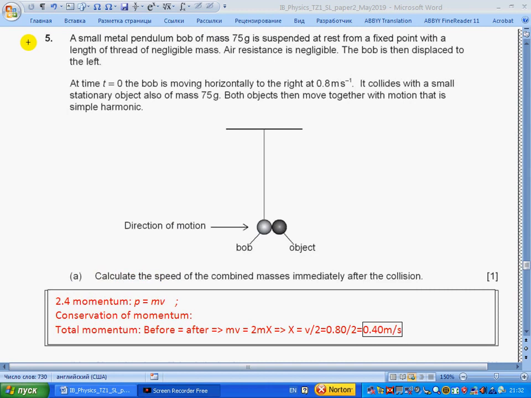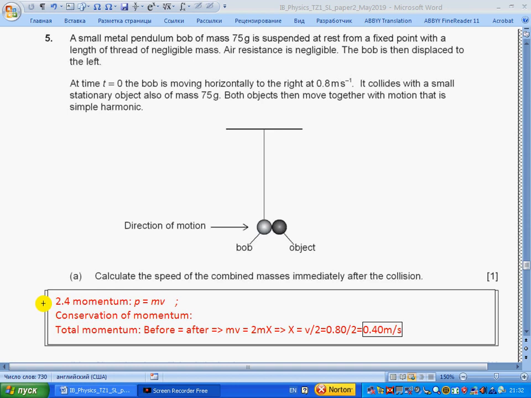Question 5. A small metal pendulum bob of mass 75 grams is suspended at rest from a fixed point with a length of thread of negligible mass. Air resistance is negligible. The bob is then displaced to the left. At time t equals 0, the bob is moving horizontally to the right at 0.8 meters per second. It collides with a small stationary object also of mass 75 grams. Both objects then move together with motion that is simple harmonic. (a) Calculate the speed of the combined mass immediately after the collision.